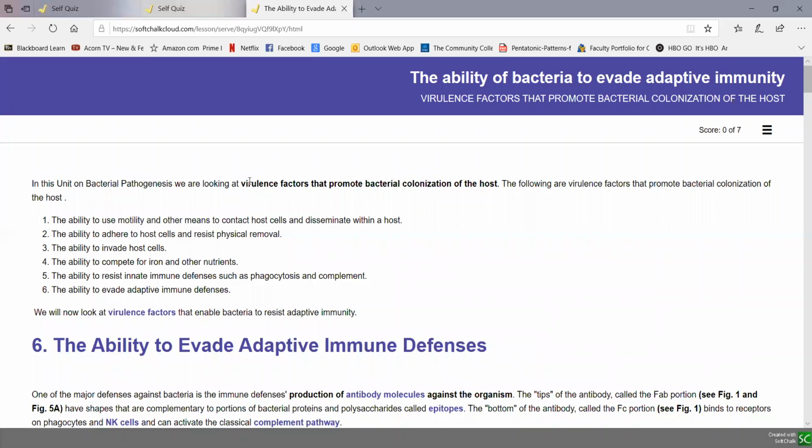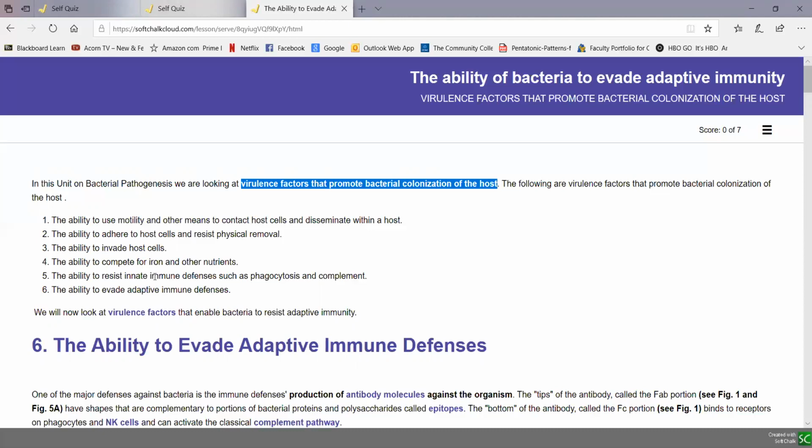So again, our last several lectures have dealt with virulence factors that promote bacterial colonization of the host, the ability to survive and live inside or on the body. And we've looked now at a number of factors: how they can use motility to contact cells, how they can adhere to resist physical removal, how some can invade host cells to get free food and resist body defenses, and how they have to be able to compete for iron and other nutrients.